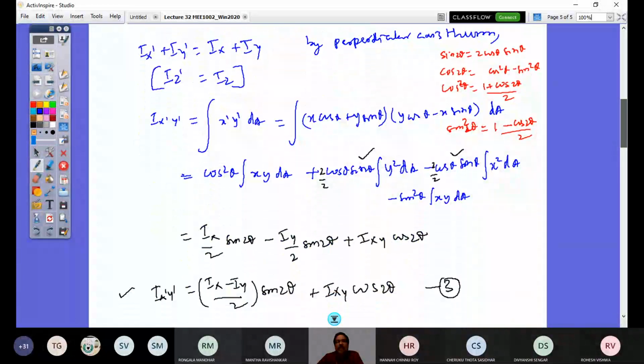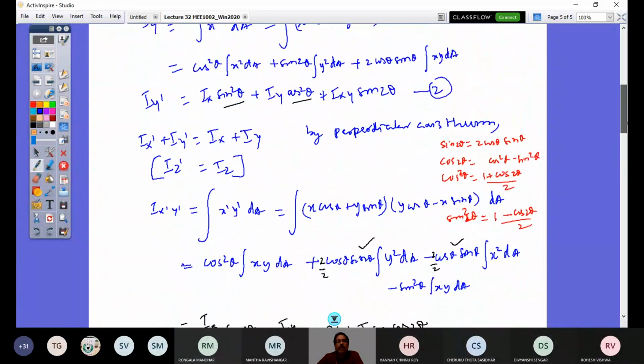And we have also carefully understood that if I apply the perpendicular axis theorem for Ix dash, Iy dash, I add them, what is happening is that it is equal to Ix plus Iy. That means we are changing the orientation of the plane, but that does not change the polar moment of inertia. So that is a very important observation here.